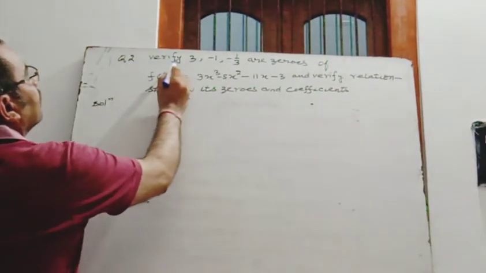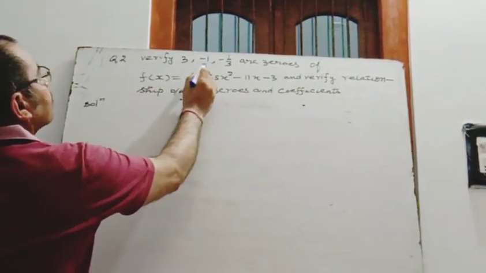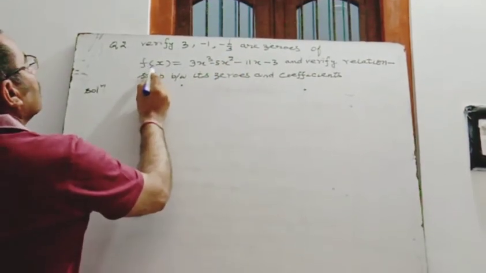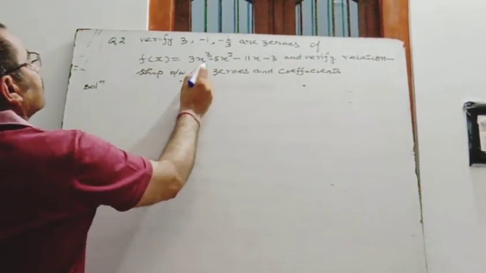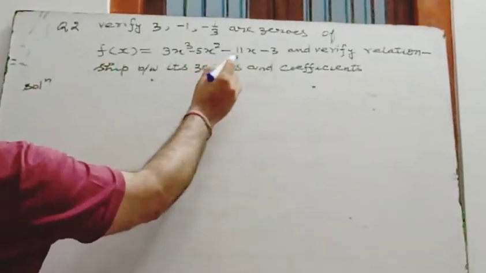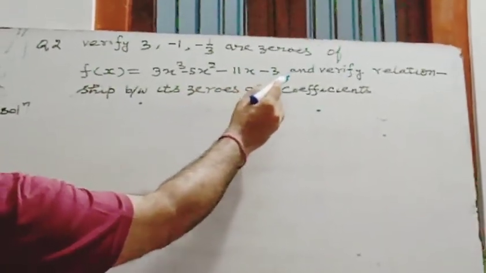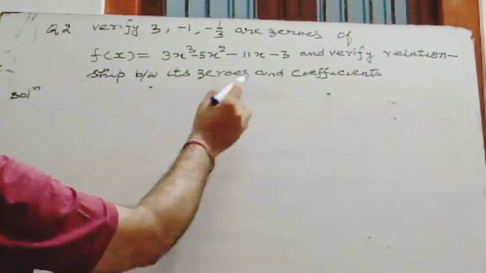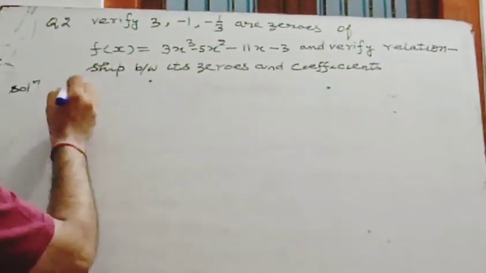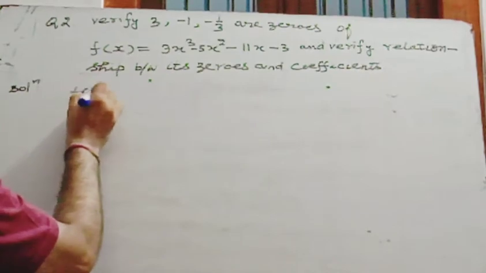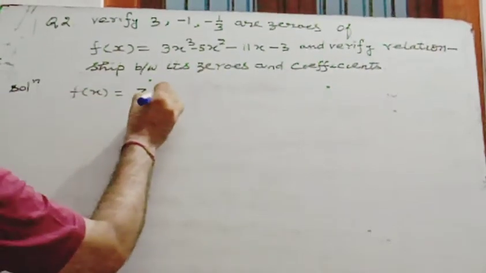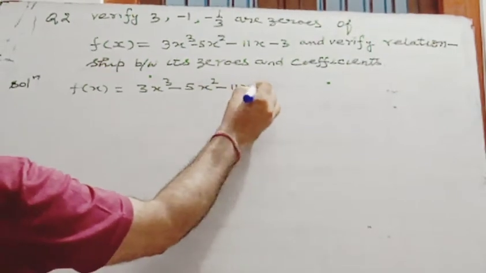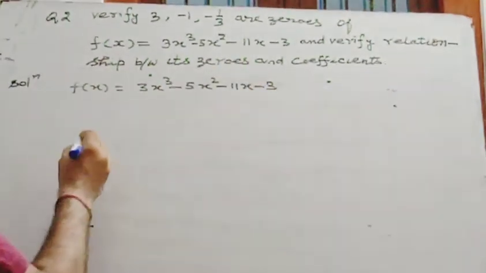Question 2. Verify that 3, minus 1 and minus 1 by 3 are zeros of the polynomial f(x) is equal to 3x cube minus 5x square minus 11x minus 3, and verify the relationship between its zeros and coefficients. Here f(x) is equal to 3x cube minus 5x square minus 11x minus 3.